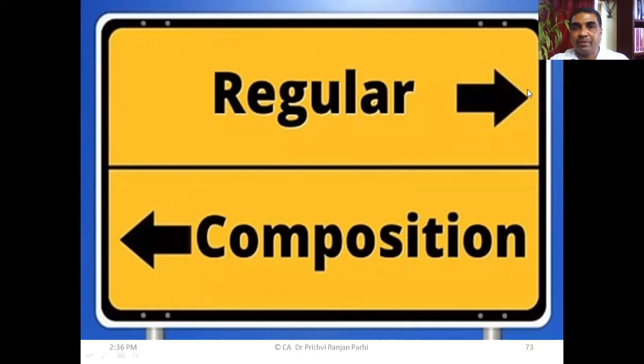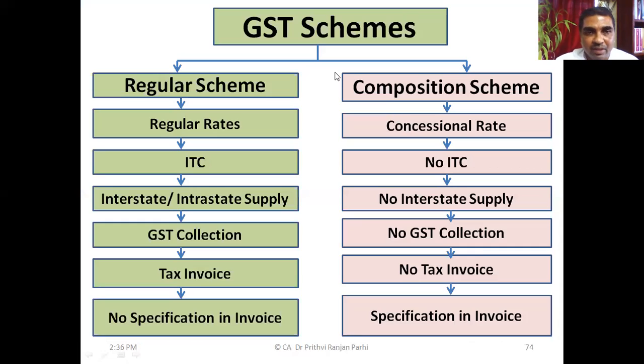So far, various concepts we had already discussed, and you already know there are two schemes which a GST service provider can opt for. One is the regular scheme, and the other one is the composition scheme. Let's quickly see the key differences between these two. If you go for the regular scheme, regular rates are applicable, and these rates are there in the GST schedule.